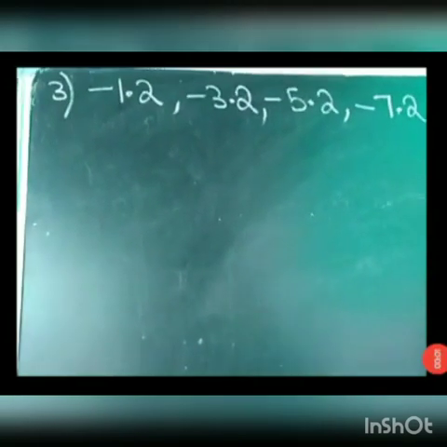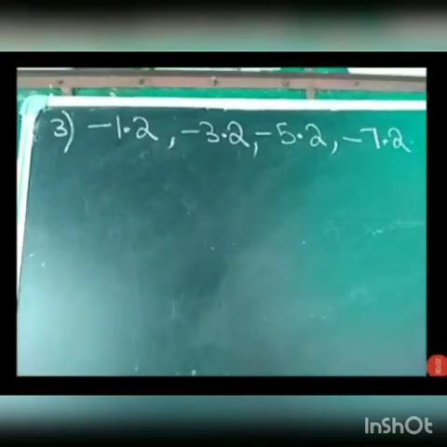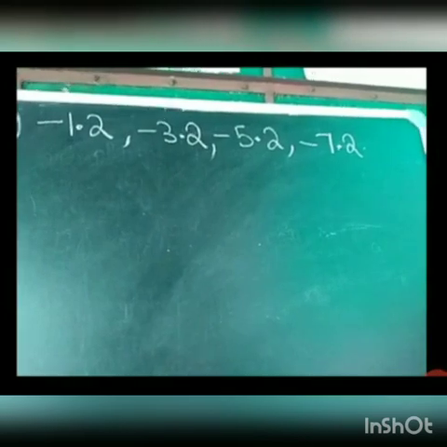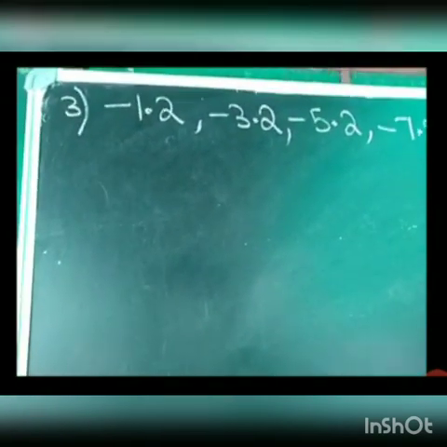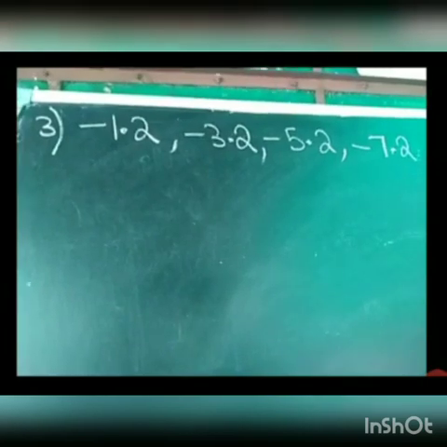Let us go with the third one. Minus 1.2, minus 3.2, minus 5.2, minus 7.2. Okay. Yes. So we have to check whether this kind of sequence forms an AP. If they form an AP, then we have to find the common difference and the next three more terms. So now let us find whether it forms an AP or not.